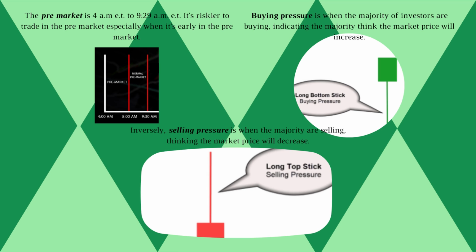The pre-market is 4 a.m. Eastern Time to 9:29 a.m. Eastern Time. It's riskier to trade in the pre-market, especially when it's early in the pre-market. Buying pressure is when the majority of investors are buying, indicating the majority think the market price will increase. Inversely, selling pressure is when the majority are selling, thinking the market price will decrease.